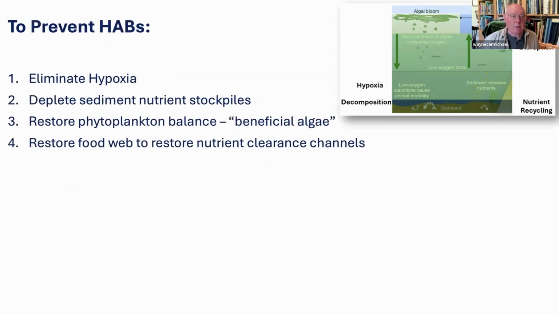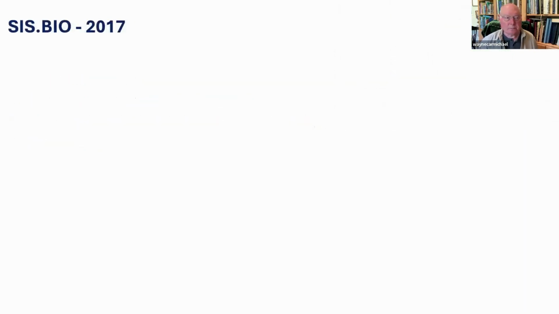Putting that all together, what do we want to do? Eliminate hypoxia, deplete sediment nutrient stockpiles, restore phytoplankton balance. In other words, we'd like to see a lot more beneficial algae, especially diatoms and green algae, and restore the food web to restore nutrient clearance channels. In other words, getting those nutrients out of the system rather than just recycling them.